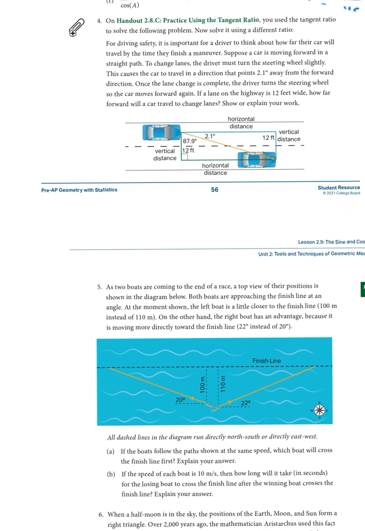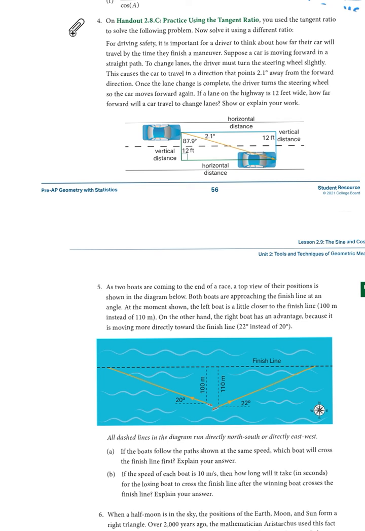So, let's hurry. On the handout, you used the tangent ratio to solve the following problem. Now solve it using a different ratio. For driving safety, it is important for a driver to think about how far their car will travel by the time they finish with a maneuver. Suppose the car is moving forward in a straight path. To change lanes, the driver must turn the steering wheel slightly. This causes the car to travel in a direction that points 2.1 degrees away from the forward direction. Once the lane change is complete, the driver turns the steering wheel so that the car moves forward again. If a lane on the highway is 12 feet wide, how far forward will a car travel to change lanes?